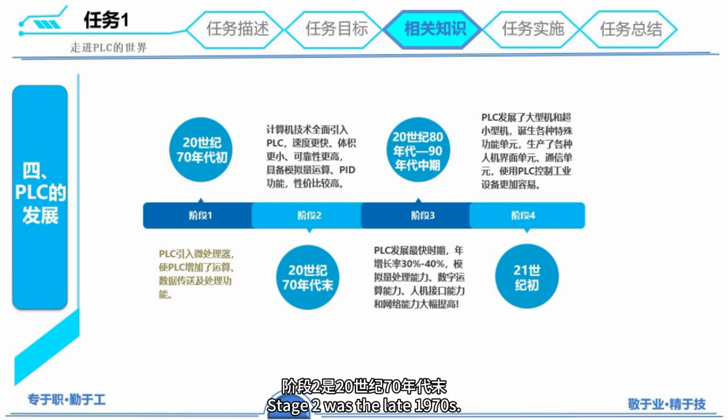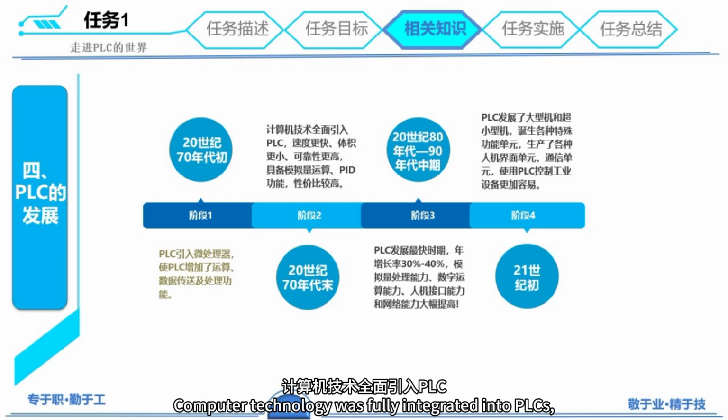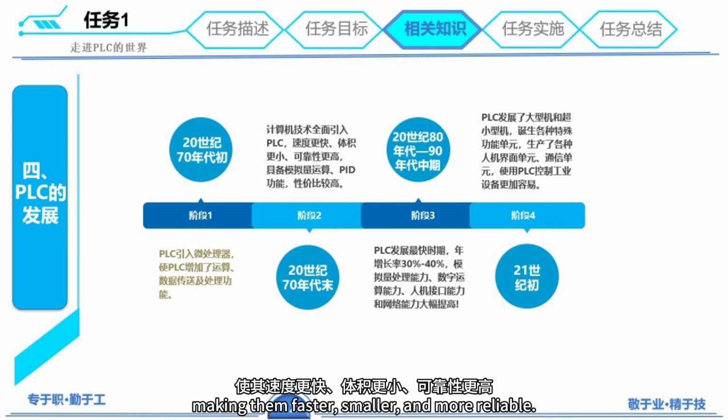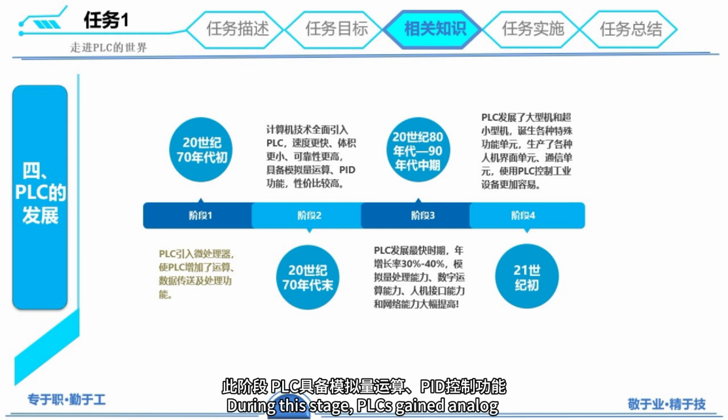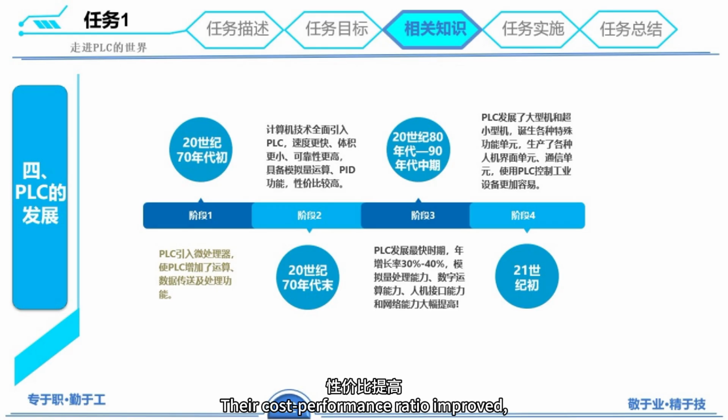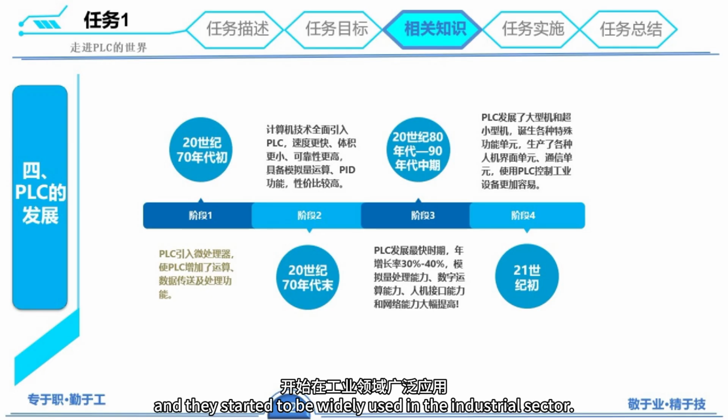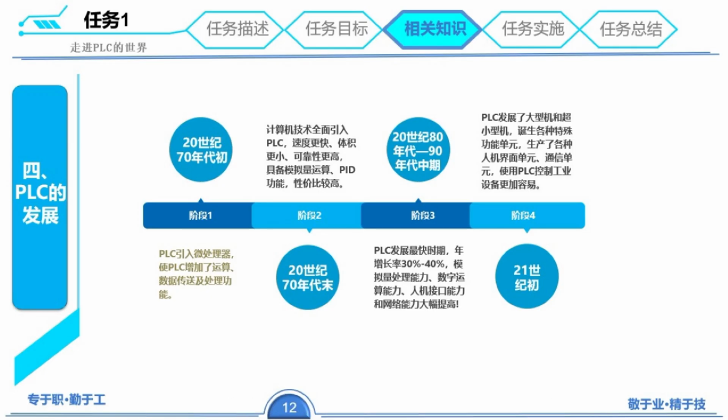Stage 2 was the late 1970s. Computer technology was fully integrated into PLCs, making them faster, smaller, and more reliable. During this stage, PLCs gained analog computing and PID control capabilities. Their cost-performance ratio improved, and they started to be widely used in the industrial sector.